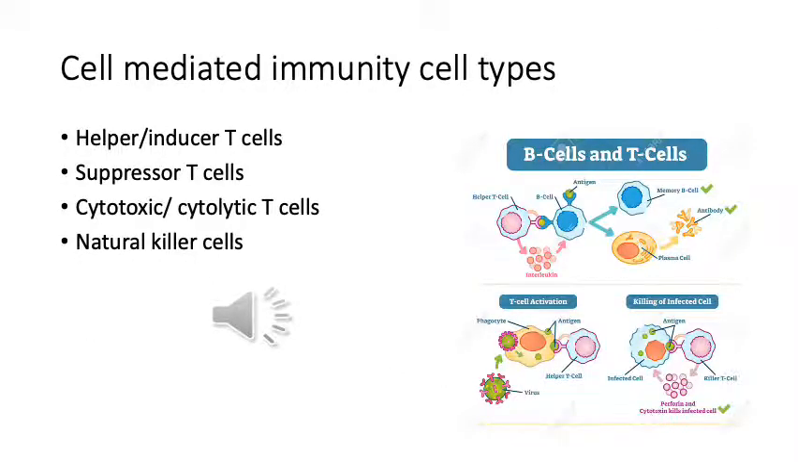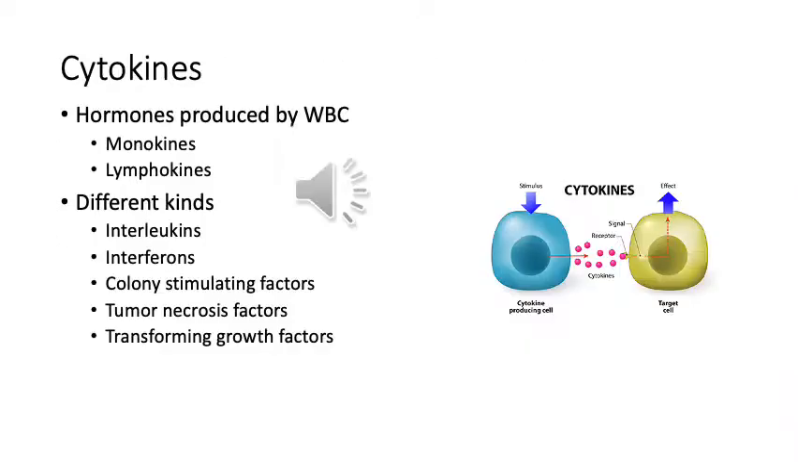Helper T cells recognize self cells versus non-self cells. They secrete cytokines that increase immune function. Suppressor T cells prevent hypersensitivity, preventing antibodies from attacking healthy cells. Cytotoxic T cells destroy cells that contain a processed antigen. Natural killer cells conduct seek and destroy missions to eliminate non-self cells.